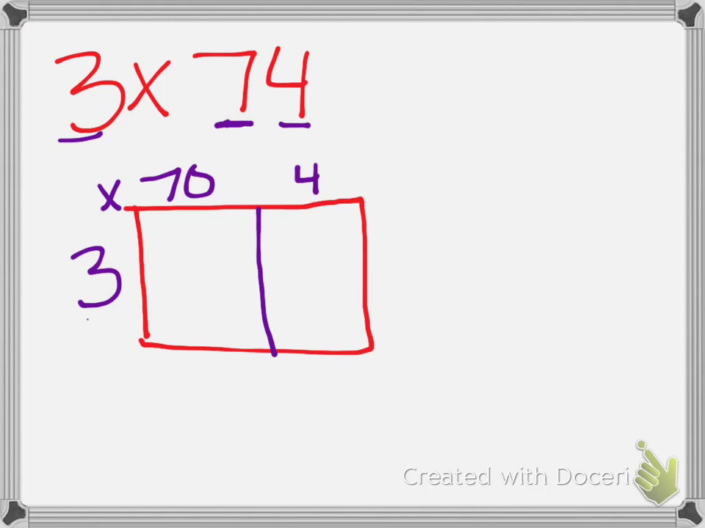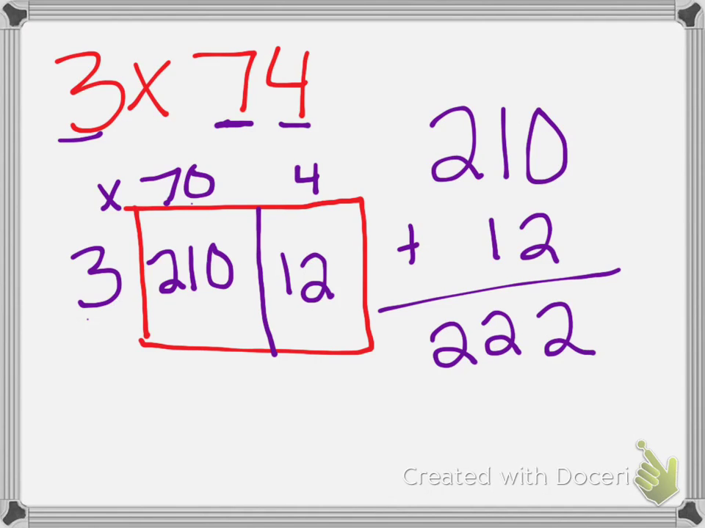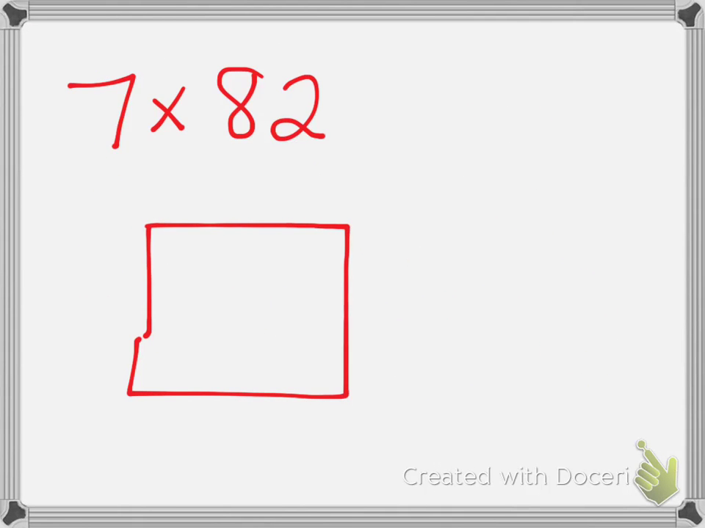You could do 3 times 7 in your head is 21. Times it by a 10 since there's 1 0 and place another 0. Then you'll do 3 times 4, and that is 12. Kids all call these partial products, so we're going to add our partial products together to get a final product of 222.